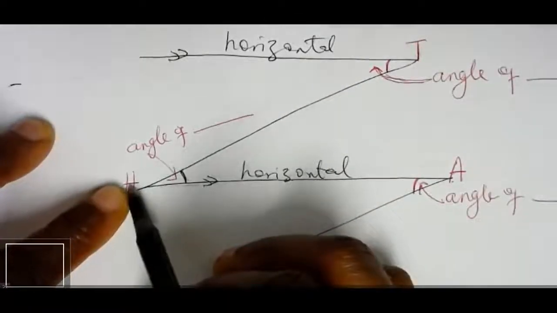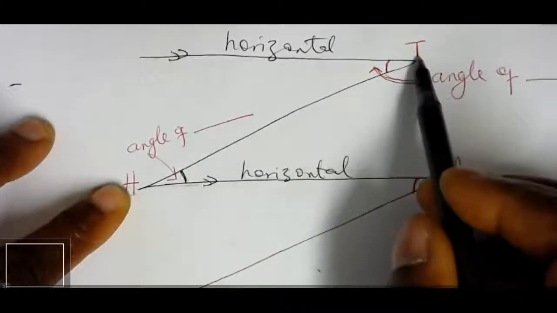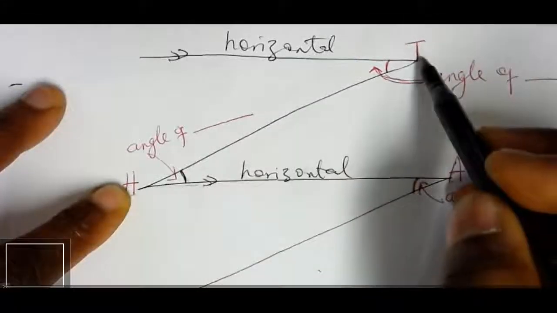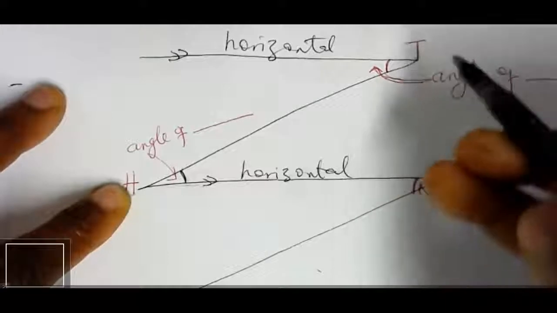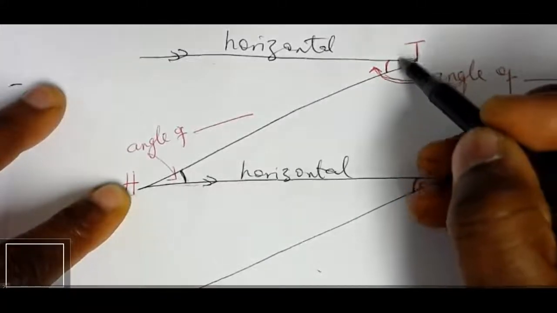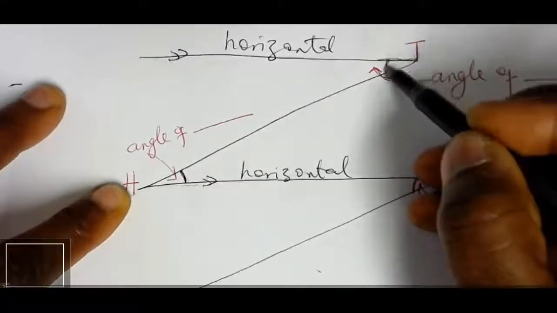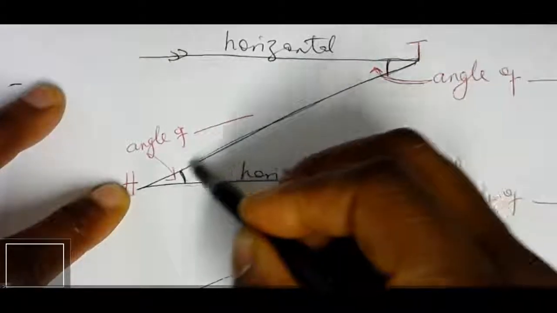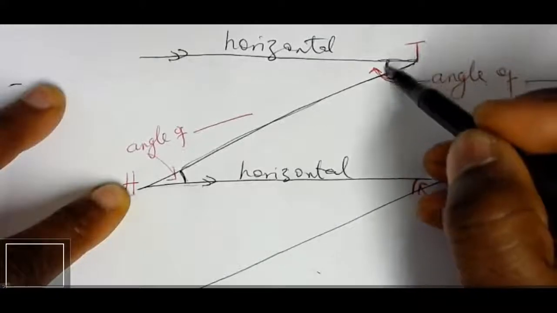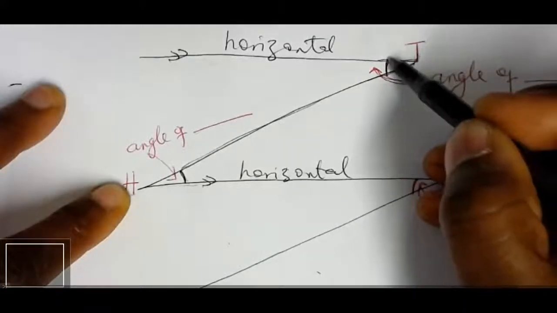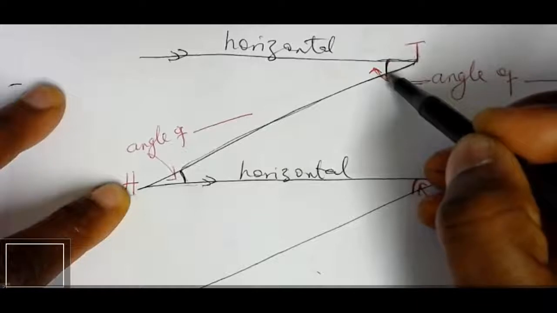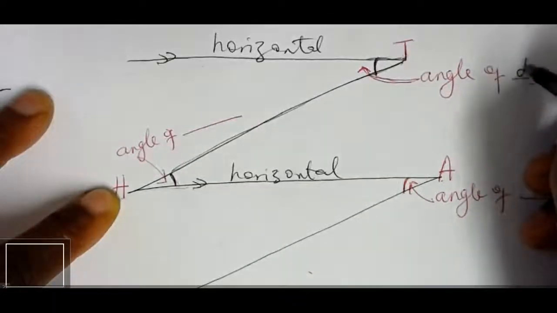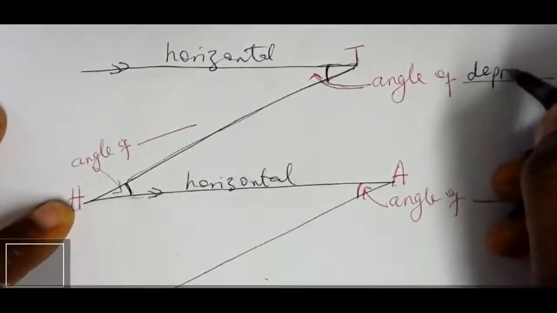So let's say somebody is standing at T looking down to H, so he's looking down. So the eye is going to make the contact from the horizontal line to this line of sight. The line of sight is TH. So the person is looking down. So you're going to make an angle from the horizontal line down to connect to this. So that's the angle of depression. It's looking down. So it's the angle of depression.